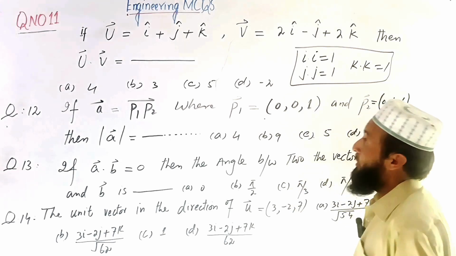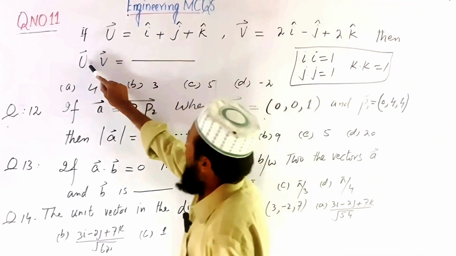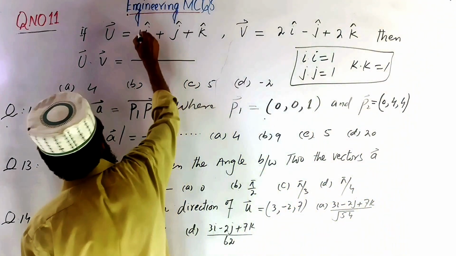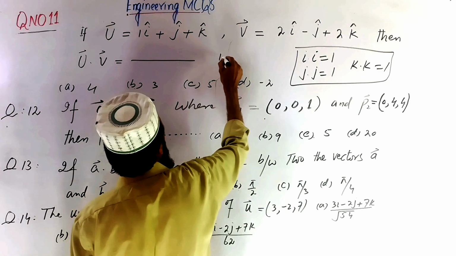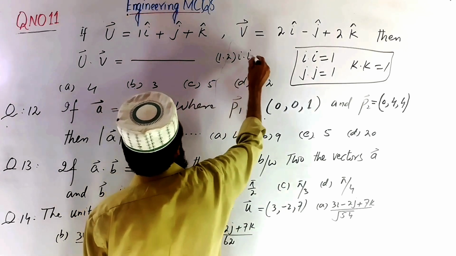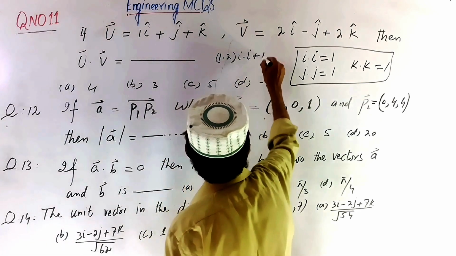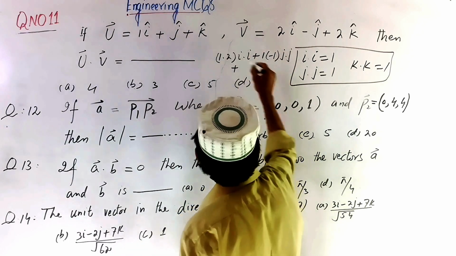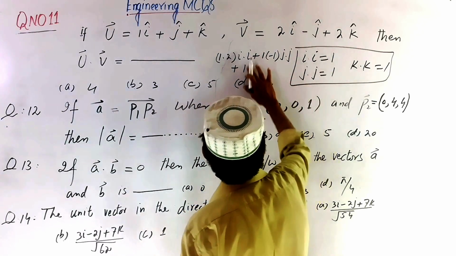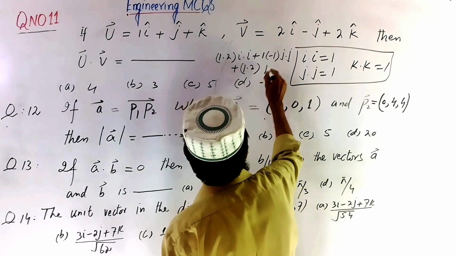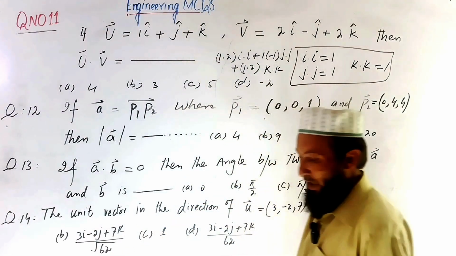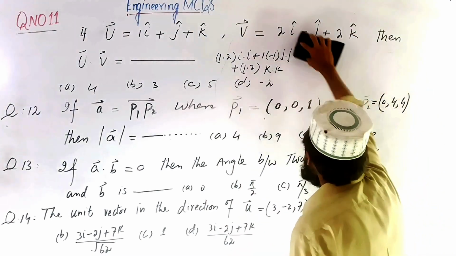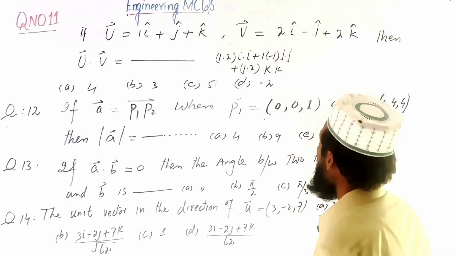So according to these rules, if we multiply the dot product of each one, the result will be equal to: here the coefficient of i is 1 and here it is 2, so 1 dot 2 times i dot i, plus, similarly here is 1 and here is minus 1, j dot j, plus 1 dot 2, 2 k dot k. So if we expand by this formula, what is the result? We can also directly calculate it by this one.